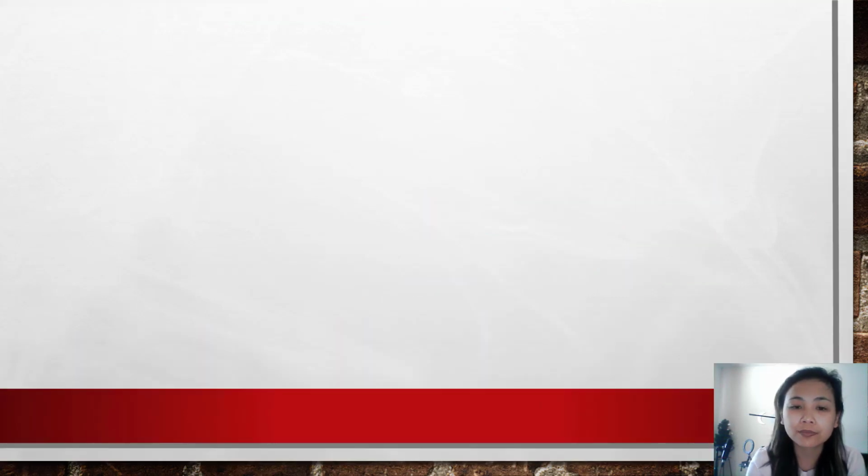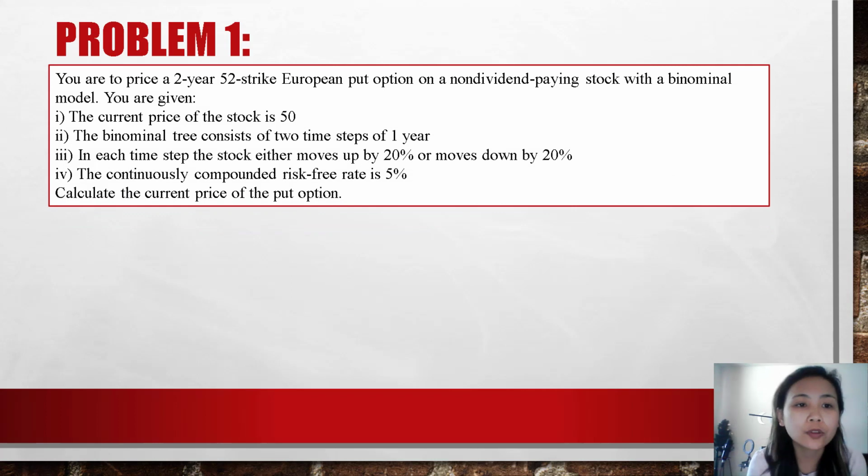Practice problems. Problem 1: you are to price a 2-year 52-strike European put option on a non-dividend paying stock with a binomial model. You are given the current price of the stock is 50. The binomial tree consists of 2 time steps of 1 year. In each time step, the stock either moves up by 20% or moves down by 20%. The continuously compounded risk-free interest rate is 5%. Calculate the current price of the put option.